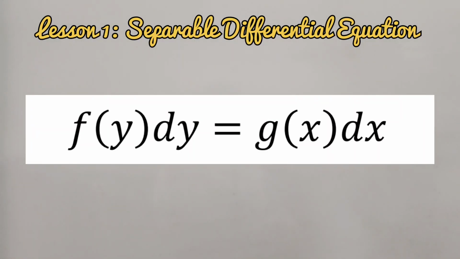A differential equation is said to be separable if you can write it in such a way that each side of the equation involves only one variable. Separable differential equations can be written in the form f of y dy equals g of x dx. Observe here that on the left, only y variables can be seen, and all x variables are situated on the right. With that, variables are distinctly separated together with their corresponding derivatives. Hence, we call them separable differential equations.